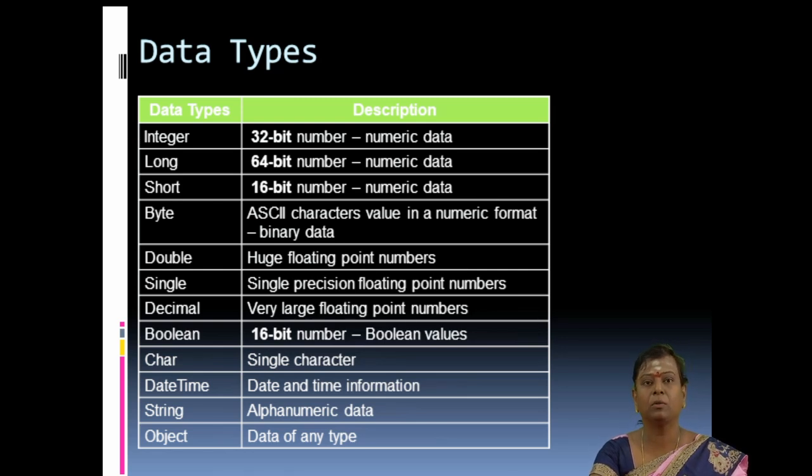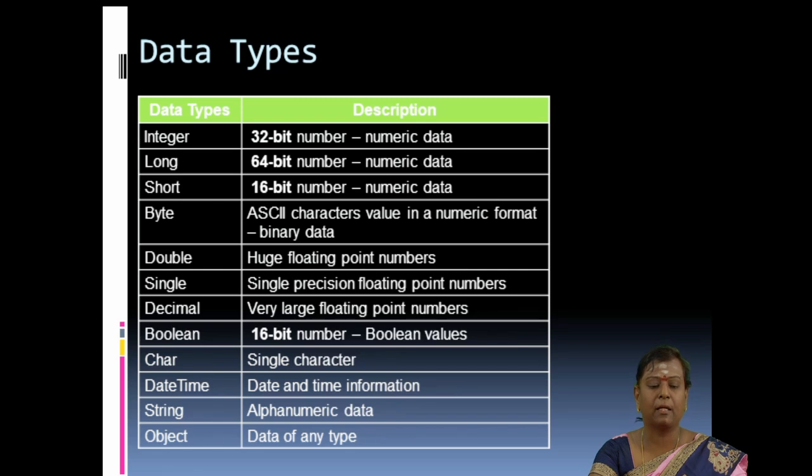So, integer has a size of a 32-bit number. This is a numeric data type. Under numeric data types, we have three data types: integer, long and short, that differ in size only. Integer is 32-bit, long is 64-bit, and short is a 16-bit number. Coming to the byte value, this holds binary data. That is, it holds only zeros and ones, and it holds only ASCII character values.